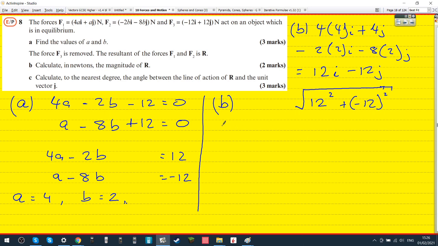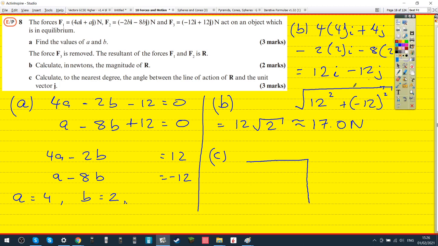And that is 12 root 2. Great. Let's just get it to 3 sig figs, so that would be 17.0, in newtons. And for part C, do I now need to draw two lines with 12 going across and then minus 12 going down, and then the magnitude of 17? Yeah.